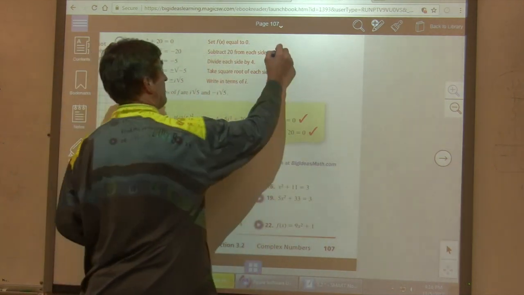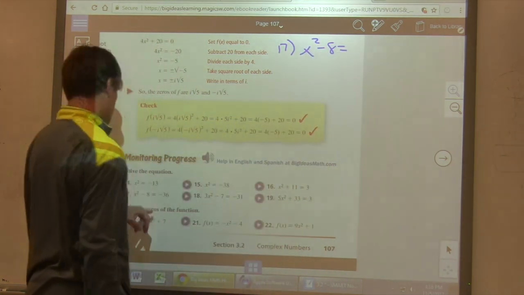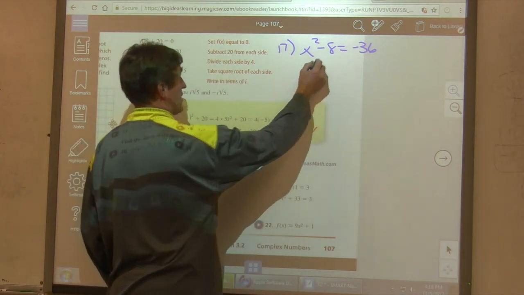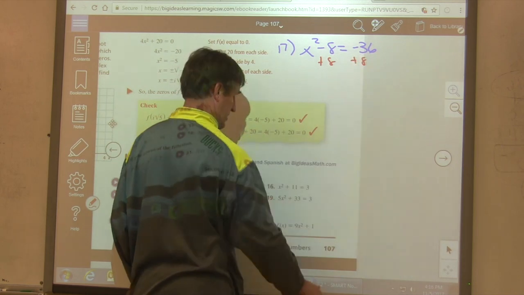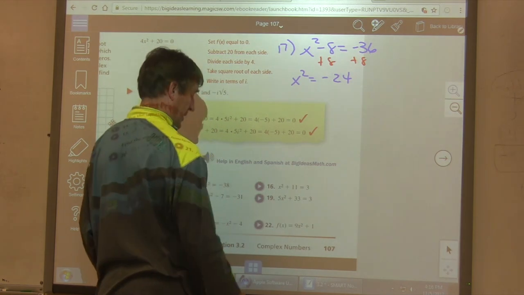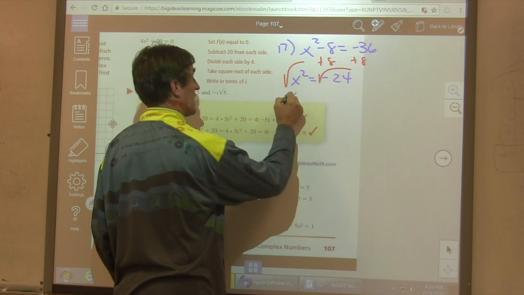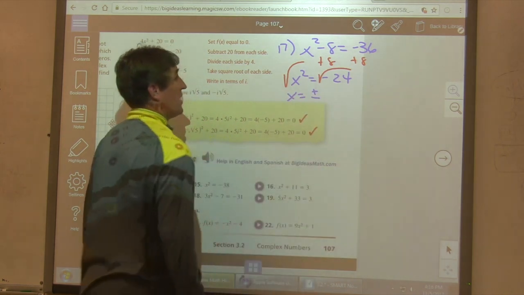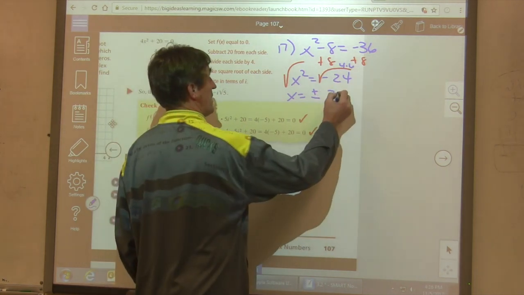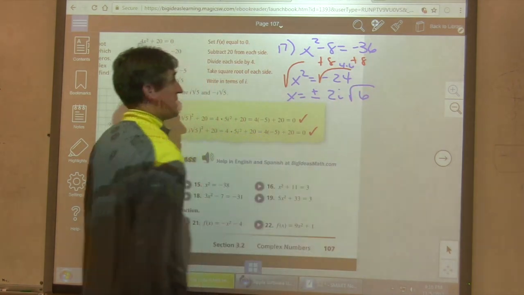So 17, x squared minus 8 equals -36. So again, we have to isolate the x squared. We add 8 to both sides. So we get x squared equals -24. Take the square root of both sides. So we get x equals plus or minus. 24 I can break into 4 times 6. The square root of 4 is 2. So that's 2. Again, we bring the I out, take care of that negative sign. And then what's left is the square root of 6.